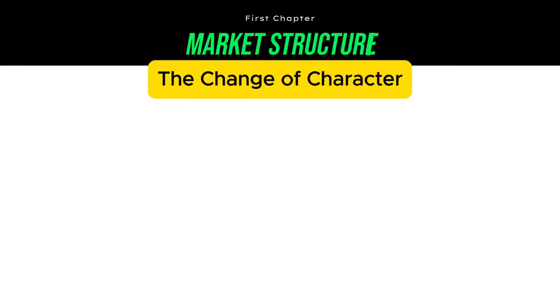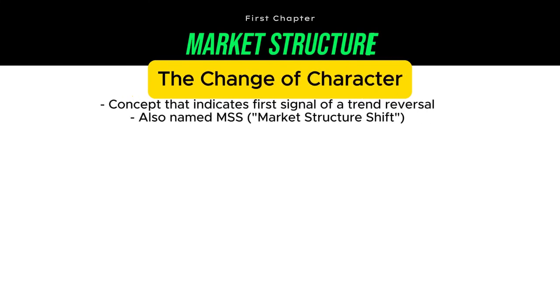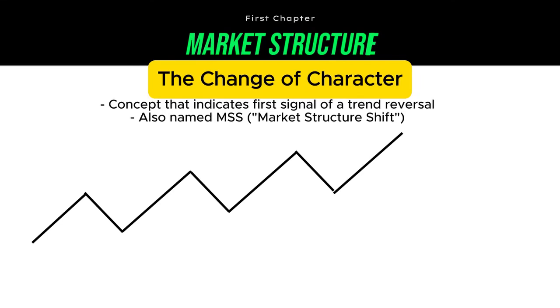The change of character, also named market structure shift, is another concept used by smart money that indicates the first signal of a trend reversal. Let's go straight into the examples, starting from a simple uptrend price action. Price goes up, pulls back, and breaks the high. Pull back, breaks the high, pull back, breaks the high. Knowing that the uptrend is characterized by higher highs and higher lows, the change of character begins once the next low breaks the last low.